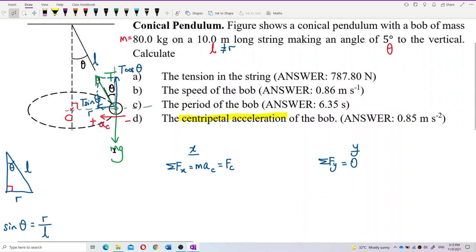Because in the y component there is no acceleration, the resultant Fy is equal to zero. No resultant force in the y component. Okay. Now let us build the equations for x and y.